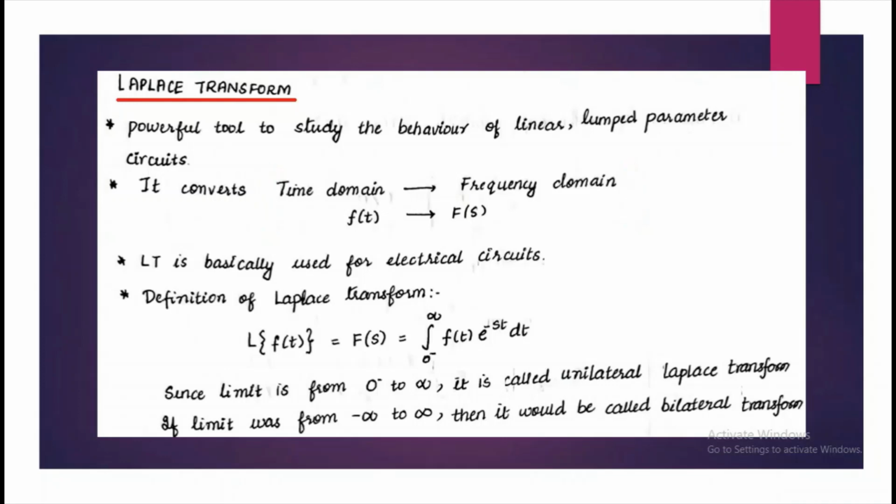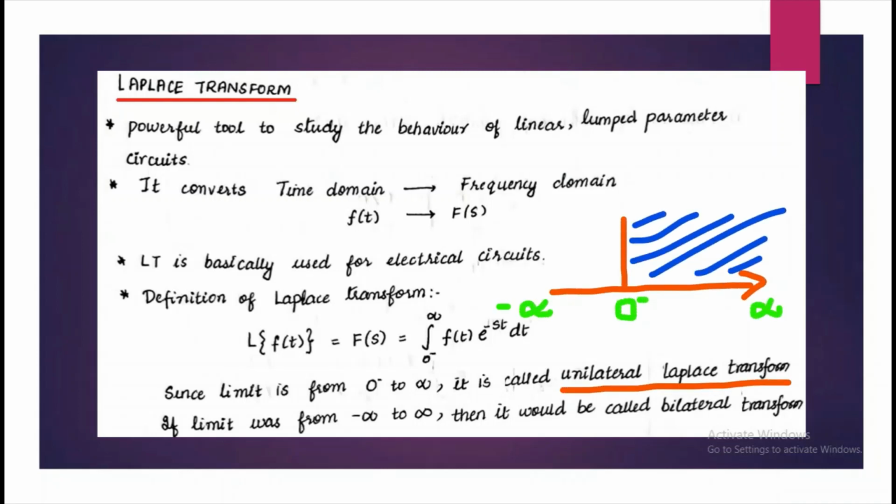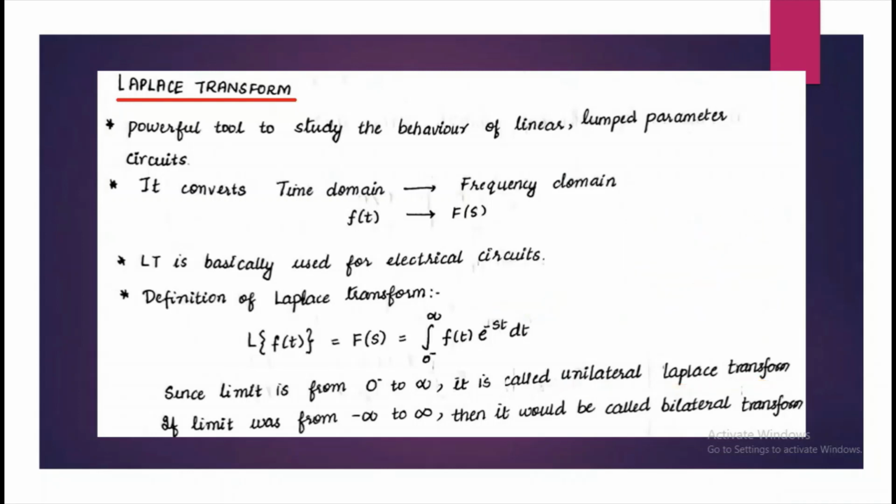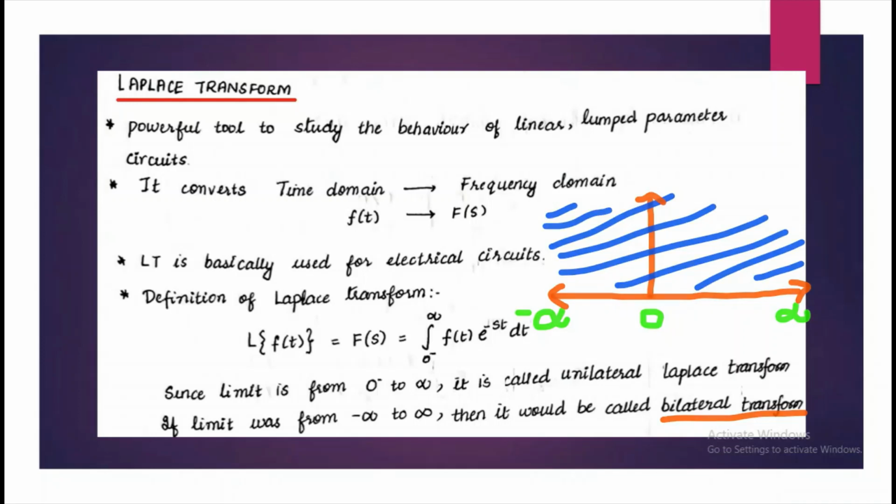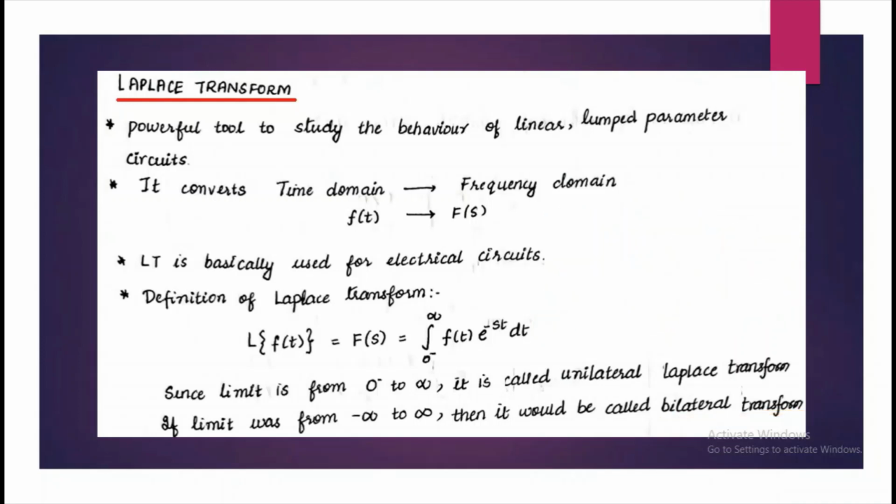The definition of Laplace transform is: Laplace transform of a function f(t) is equal to F(s), which is equal to the integral from 0 minus to infinity of f(t) e^(-st) dt. Since the limit is given from 0 minus to infinity, it is called unilateral Laplace transform. If the limit was from minus infinity to plus infinity, then it would be called bilateral transform.